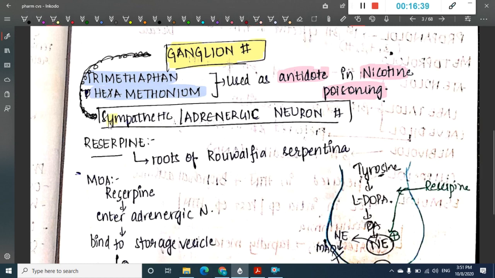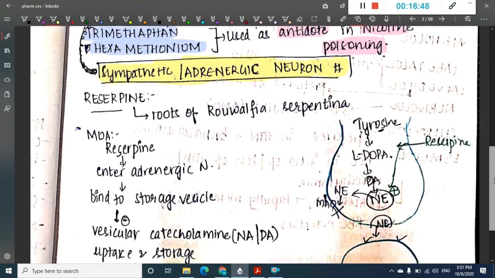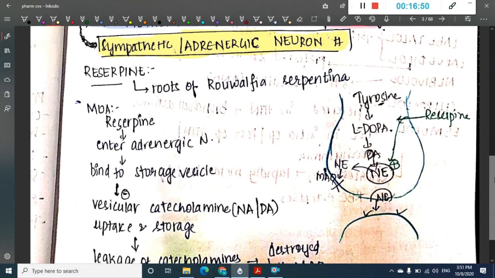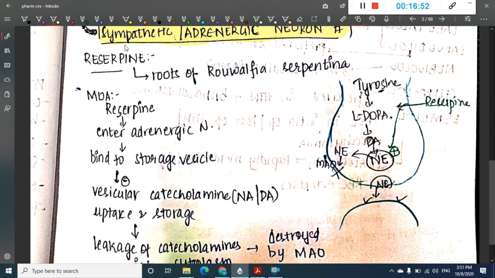Okay. The next group of drugs are sympathetic or adrenergic neuron blockers. What are the sympathetic or adrenergic neuron blockers? The first drug in this group is reserpine. Where is reserpine seen? This reserpine has been derived from the roots of the plant Rauwolfia serpentina.